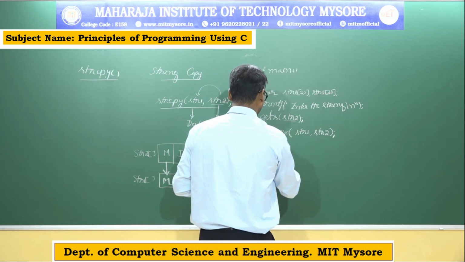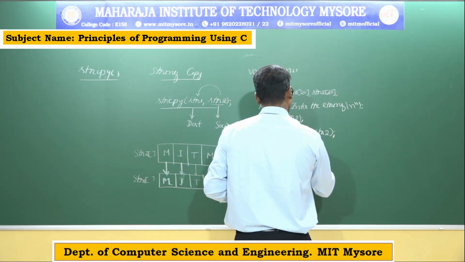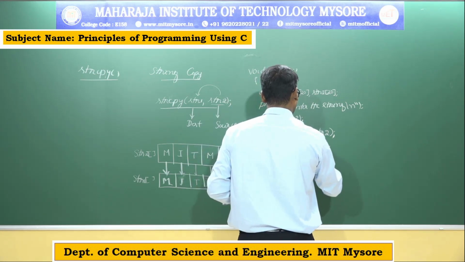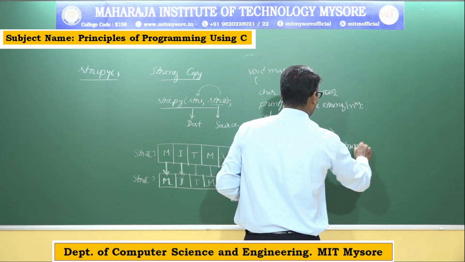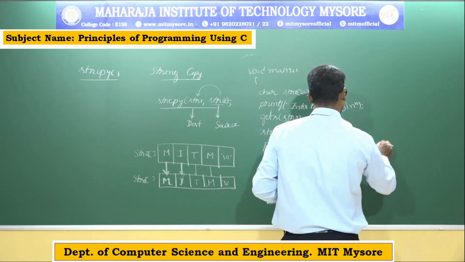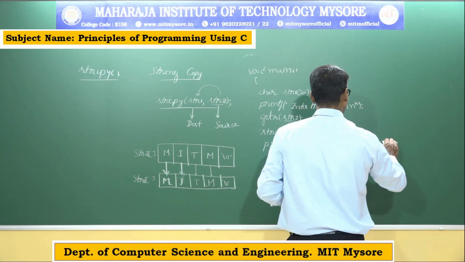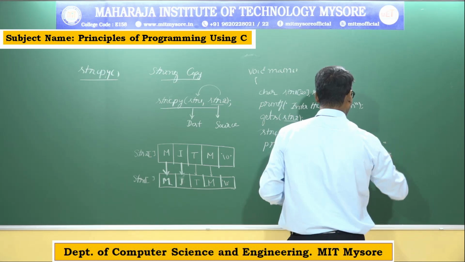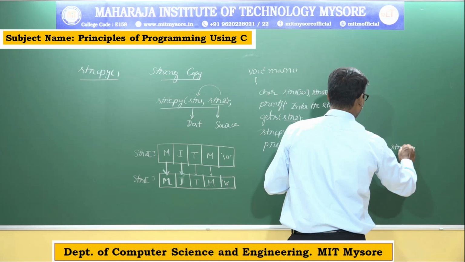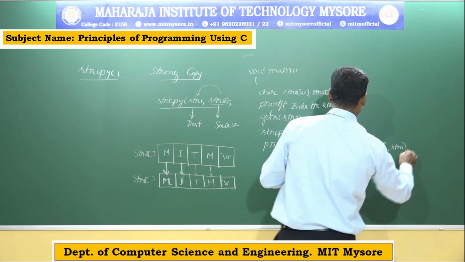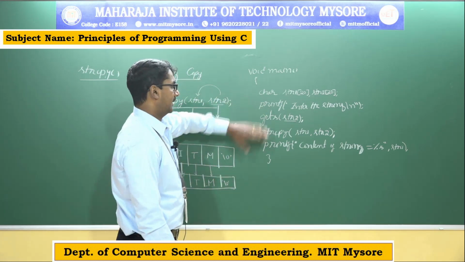Next, printf "content of string 1 is equal to %s", because %s is the control string for the string variable. So %s, then str1. This will display the content of the destination string.